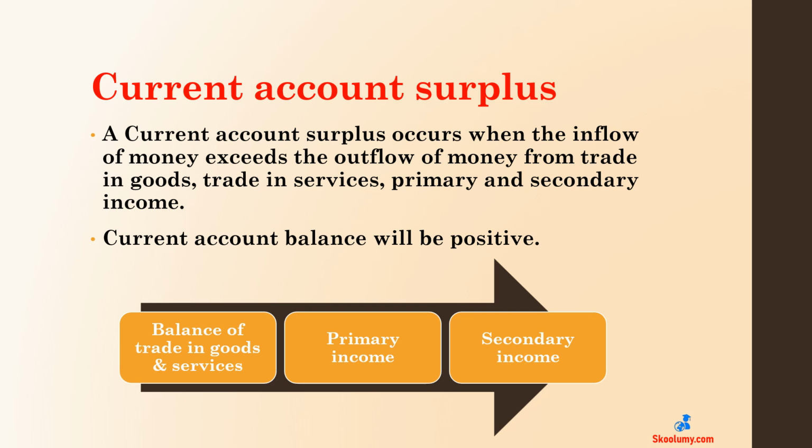What is a current account surplus? A current account surplus occurs when the inflow of money exceeds the outflow of money from trade in goods, trade in services, primary income, and secondary income. In other words, the receipts in the current account are more than the payments. The current account balance is positive.